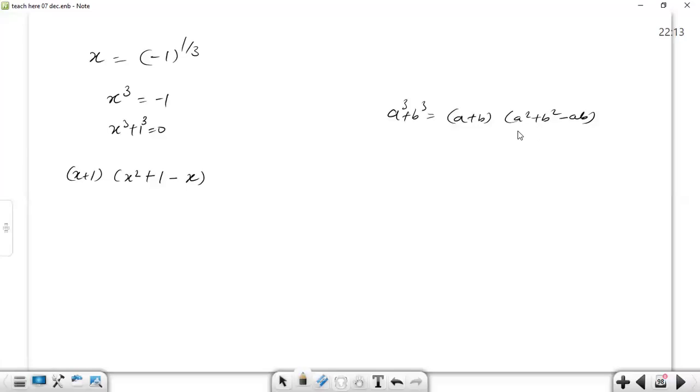Let me think again. Let's take an example and see: 2 cube plus 1 cube. So 2 plus 1 into 4 plus 1 minus 2. If the algebraic identity is correct, then our LHS will be equal to RHS. 8 plus 1 is 9. This becomes 3 times, 4 plus 1 is 5, 5 minus 2 is 3. Yes. So our identity is correct, that we are thinking of.